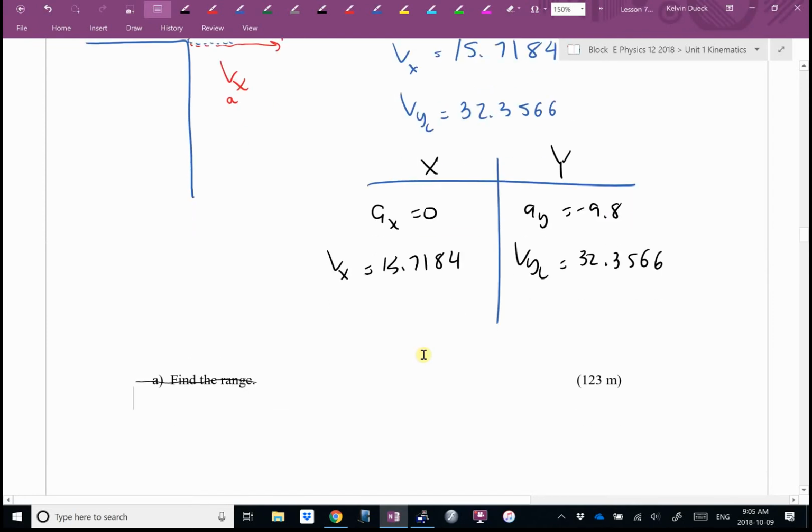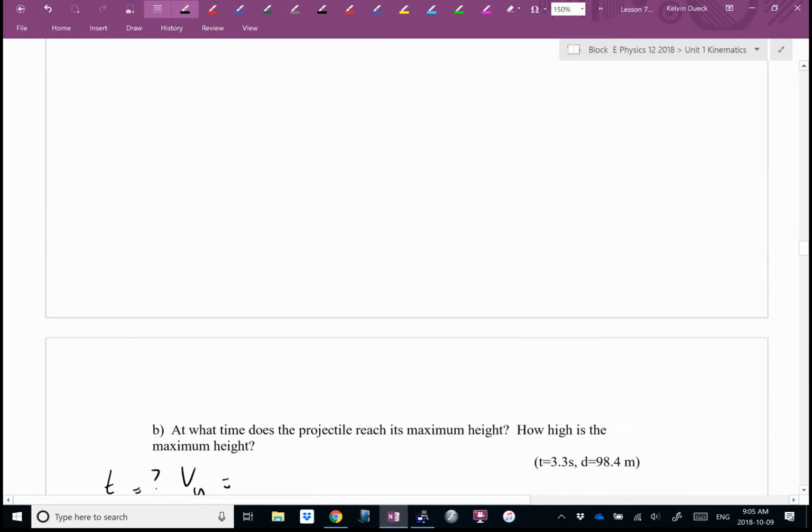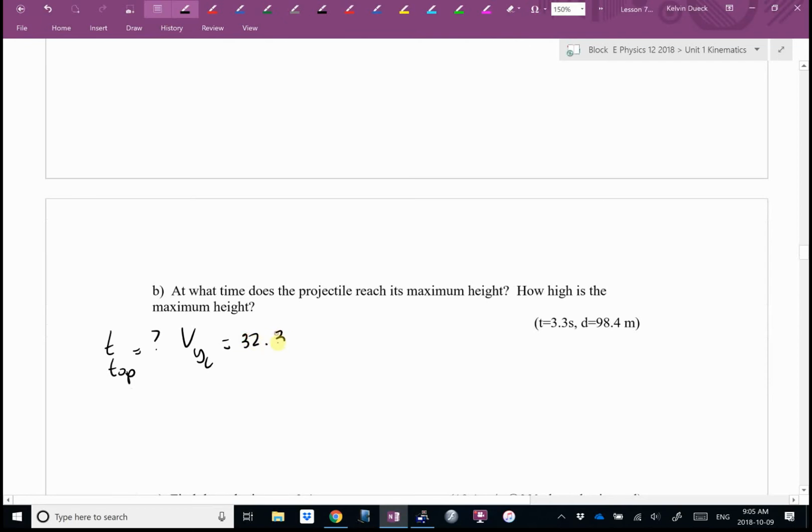What does part B want me to find? Which time? Maximum height. Oh, at the top? Does that suggest vertical or horizontal? Okay, so it's asking me to find time top, question mark. So I'm going to quickly rewrite my vertical information. Vy initial was 32.3566, and AY was negative 9.8. Uh-oh, I only have 2 things. I need 3 things to find the 4th.